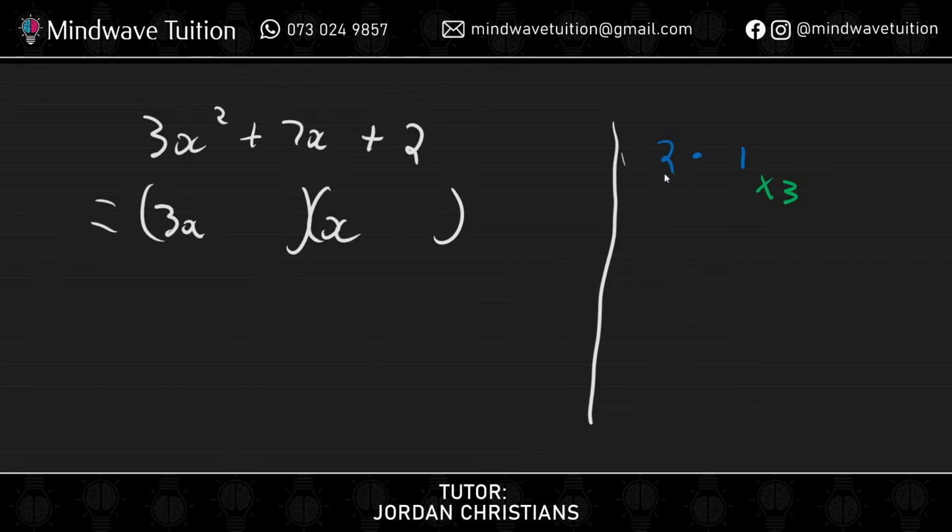So if we say 2 plus 1 times 3, that will give me 2 plus 3, which will just equal 5. Right, so that's not the answer we want. Let's try it again. 2 and 1 are multiples, but this time let's say 2 times 3. So 2 times 3 is 6, plus 1, that will give me 7. And that is our middle term.